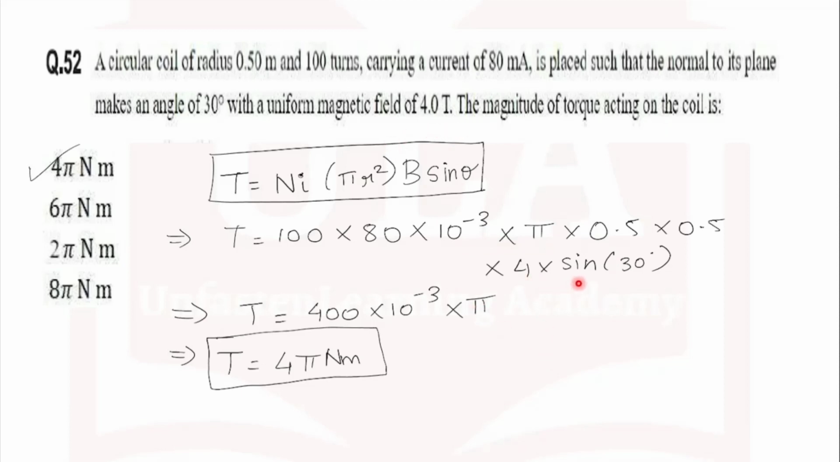Then for the theta value, it is given as makes an angle of 30 degrees. So if you just substitute it here and solve it, you will get T is equal to 4 pi Newton meter. So option A is the right answer.